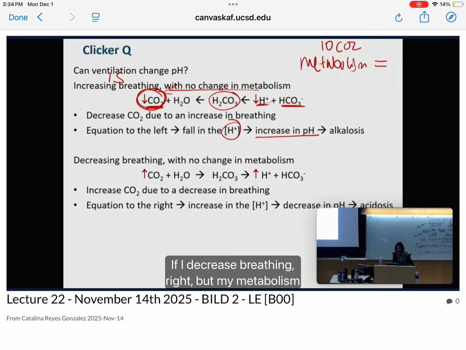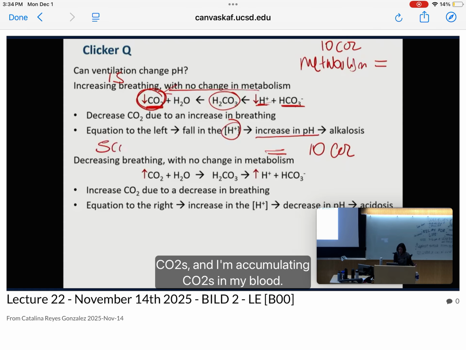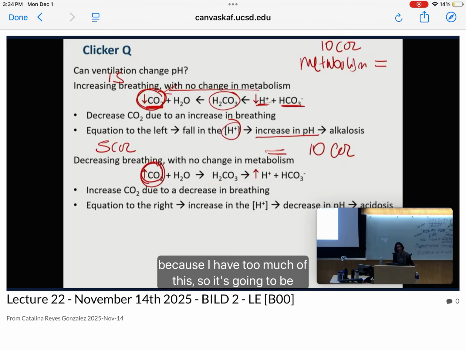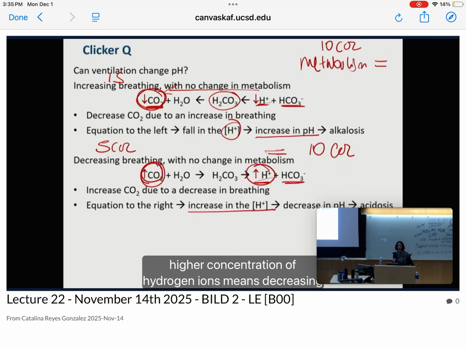If I decrease breathing, right, but my metabolism hasn't changed, so this one is the same, I'm still, as a byproduct of metabolism, producing 10 CO2s, but I decrease breathing. So I'm only exhaling maybe 5 CO2s, and I'm accumulating CO2s in my blood. That increase in CO2 is going to now drive that equation to the right, because I have too much of these. So it's going to be more likely to react with water, forming carbonic acid. Carbonic acid dissociates into hydrogen ions and bicarbonate. So now I have more hydrogen ions. A higher concentration of hydrogen ions means decrease in pH, means acidosis.